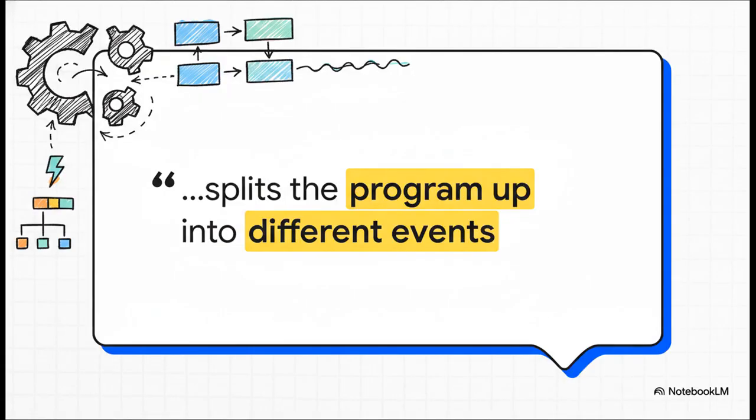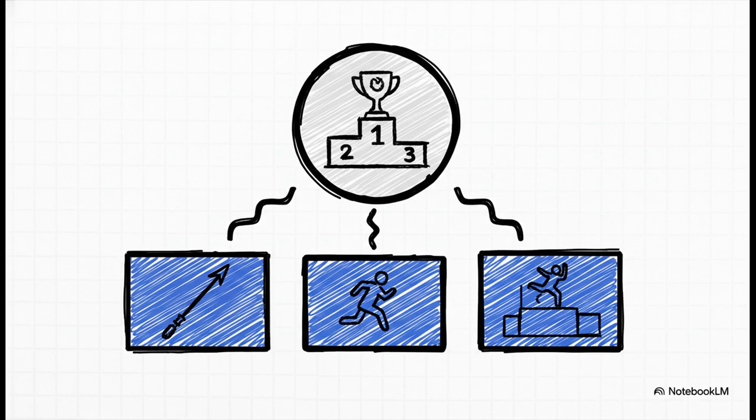All right, now for decomposition. The mark scheme's answer here is just as clever. The program is split up into different events. So think about it like this. The programmers didn't try to build one giant monstrous sports day program all at once. No, they decomposed the problem. They probably built one chunk of code to handle the javelin, a completely different chunk for the 100-meter race, and another for the high jump. Each piece is smaller, way simpler, and so much easier to build and test.